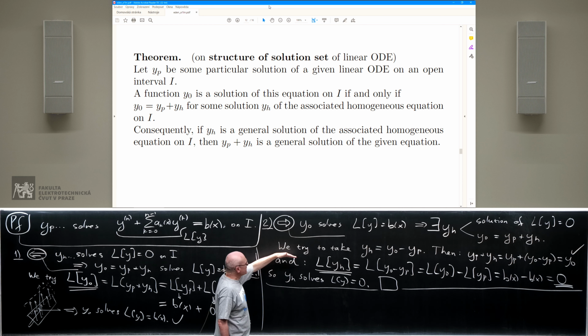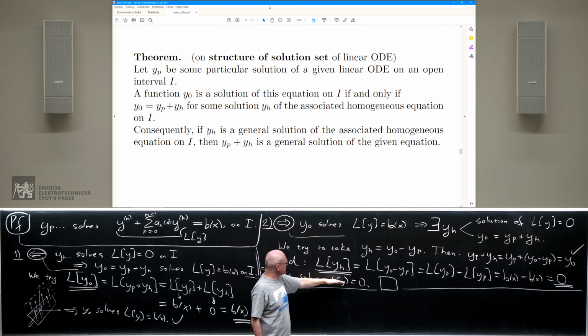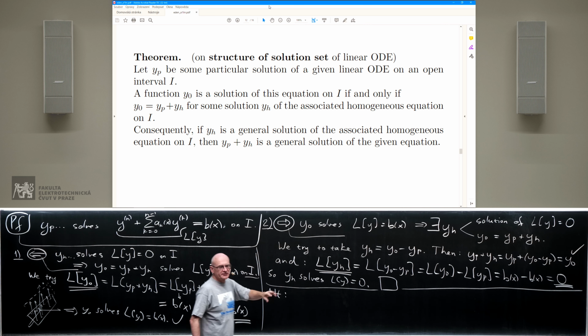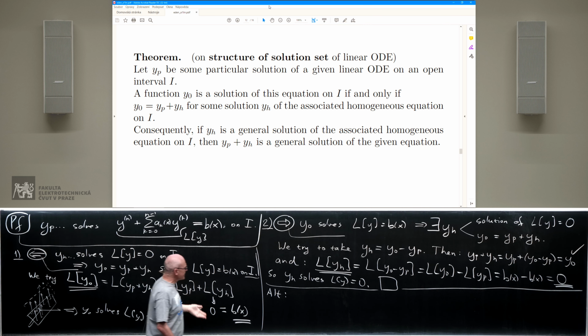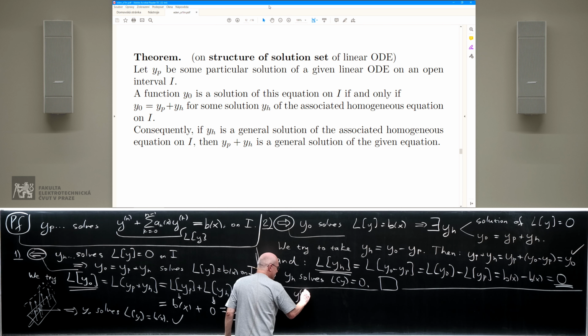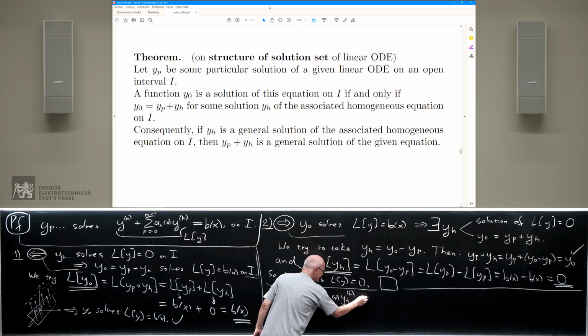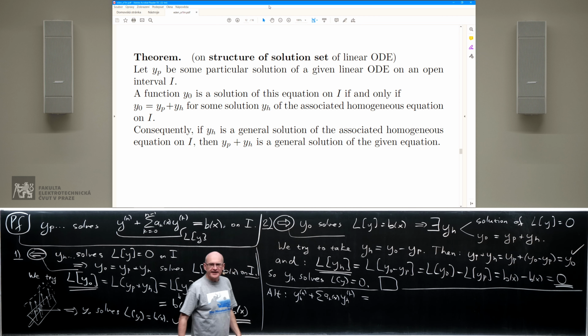Well, we want to show that this yh solves a specific equation, so we simply substitute into the left-hand side. So that would be the alternative. We take yh and we substitute into the left-hand side of our equation. What do we get? Well, yh nth derivative plus summation akx yh the kth derivative. And then we say, okay, what is yh? For yh we have this formula which we derived. So here we go, nth derivative plus summation akx y0 minus yp, kth derivative.